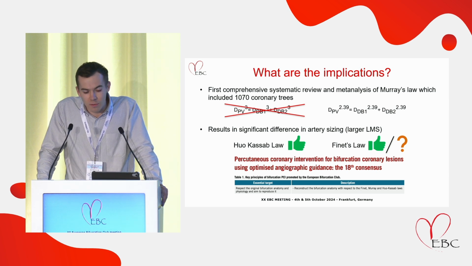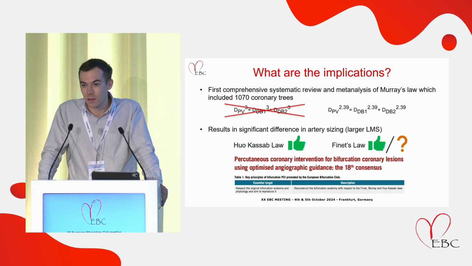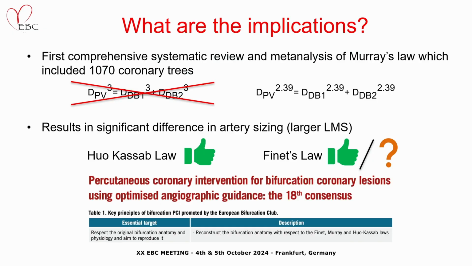And the EBC currently recommends that we use laws of Finet, Murray, and Huo-Kassab in doing this. But I would suggest that maybe the results of this meta-analysis say that Huo-Kassab is probably the optimal law that we should be using. Finet's law is appropriate under conditions of a bifurcation that's relatively symmetrical. And the meta-analysis results suggest that maybe we should be moving away from Murray's law.